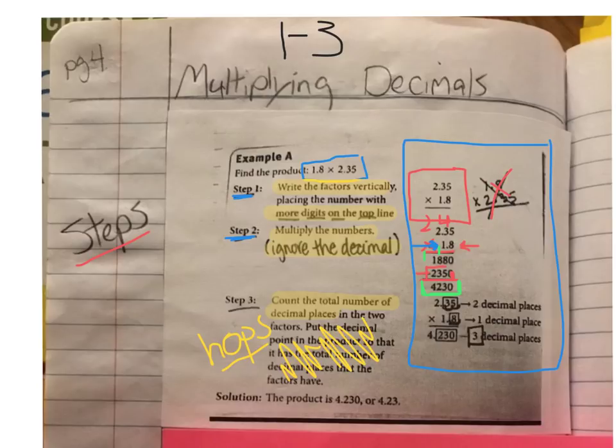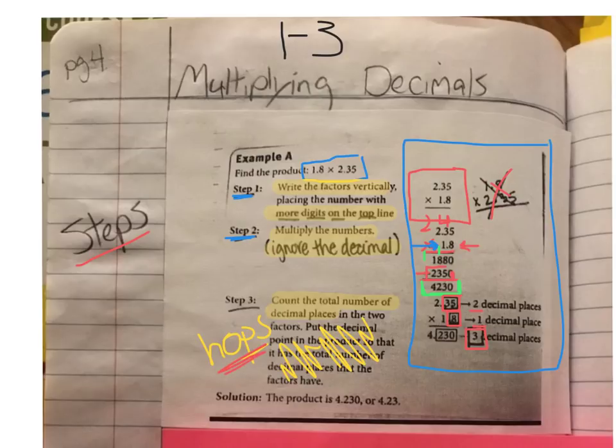So we circled the 3 and the 5 because those are after the decimal place right here. So we put a box around the 3 and the 5, and that's 2 numbers that are past the decimal place. Then down here in the 1.8, we only have 1 number past the decimal place. So we add those together. So we have 3 numbers all together that are past the decimal place. That 3 tells us how many hops we have to do.